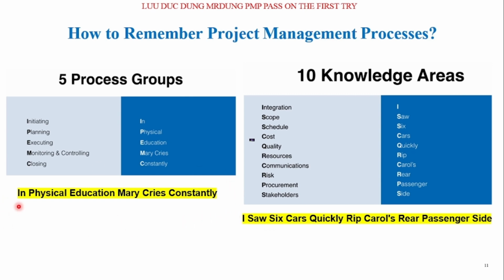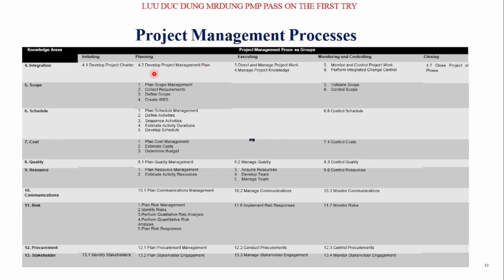But for some, when we start to manage, we start to learn. We need to remember the 5 process groups and 10 knowledge areas. We can remember 2 sentences here. And also for the project, we don't need to remember by the sequence here. We can write it down and remember.